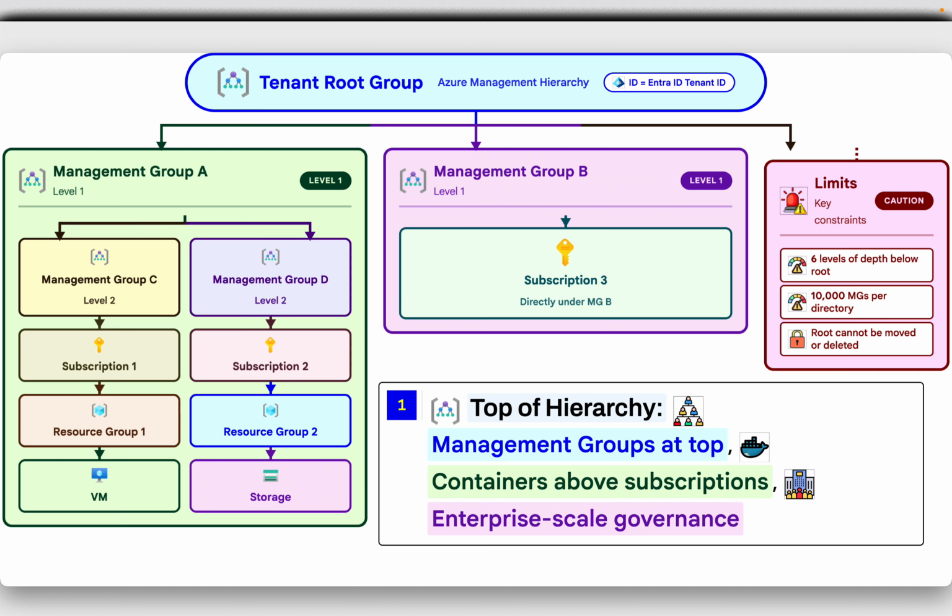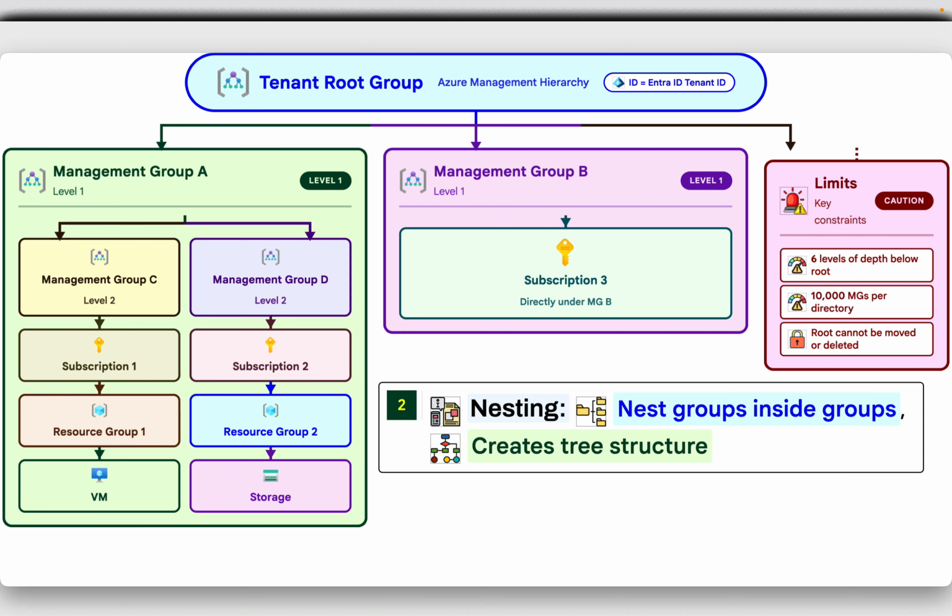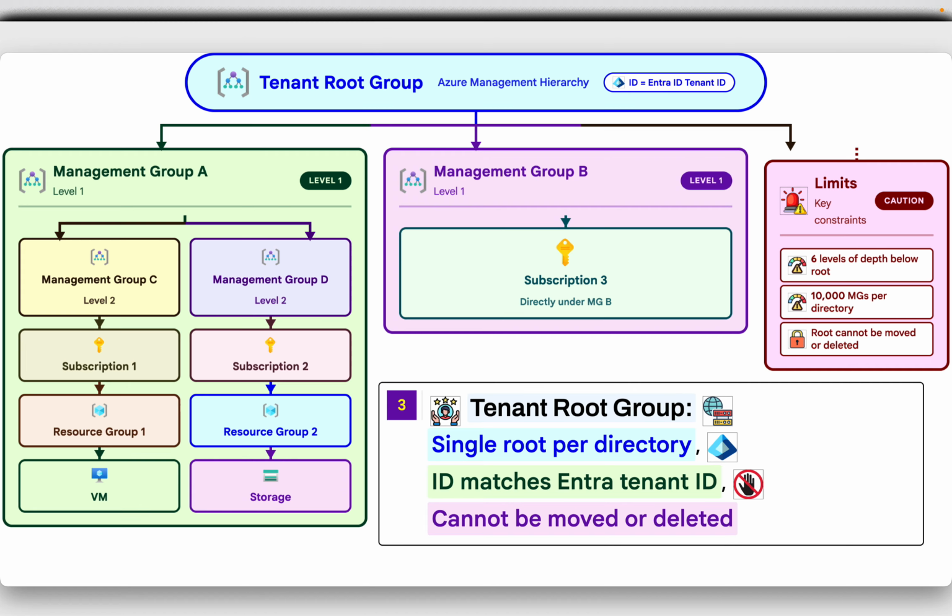Next topic, management groups. Management groups sit at the very top of the Azure hierarchy. They are the containers that live above subscriptions and provide enterprise-scale governance. You can nest management groups inside other management groups. This lets you build a tree structure that reflects your organization. Every directory has one single root called the tenant root group. Its ID matches your Microsoft Entra ID tenant ID, and it cannot be moved or deleted.